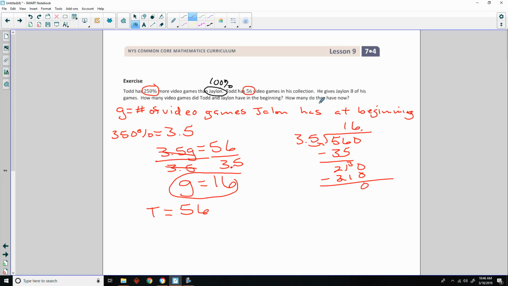How many do they have now? Well, he gives Jalen 8. So now Jalen has 8 more. So now G plus 8 equals some amount, and we know that G is 16, and that is 24. So now Jalen has 24 games. Todd gave away 8. That'll drop him down to 48 games. So they now have 48 and 24 games.